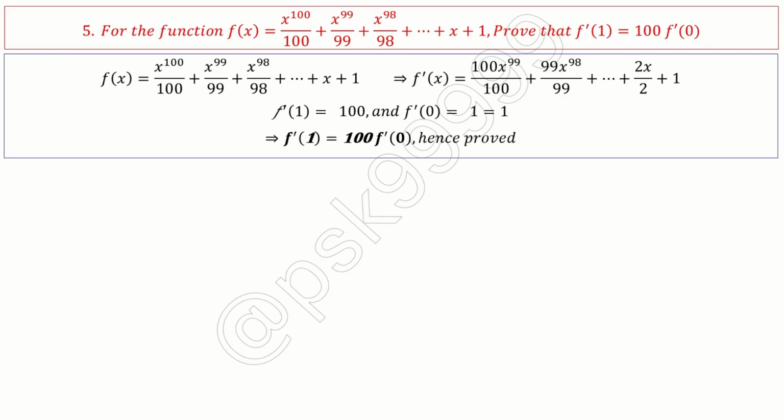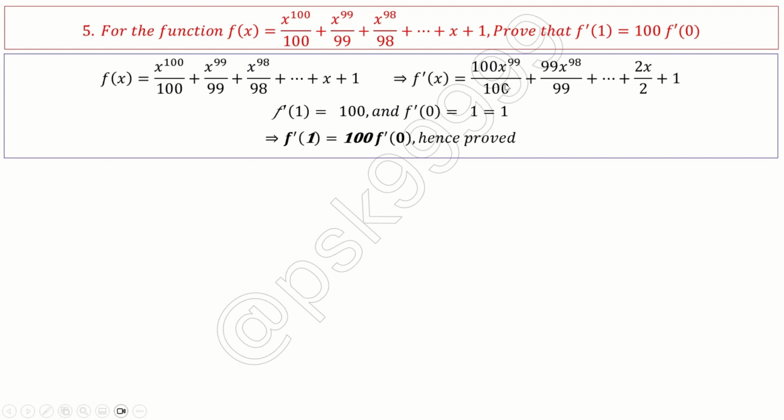So f dash x is nothing but this is in the form of x to the power of n. Each term is in the form of x to the power of n. So differentiation is n into x to the power of n minus 1, correct? So f dash x is equal to 100 into x to the power of 99 divided by 100 plus 99 into x to the power of 98 divided by 99 plus up to 2x by 2 plus 1. Okay, if I substitute f dash of 1, each x is replaced with 1, so I am left with 1 plus 1 plus 1 plus, 100 times, that is 100.